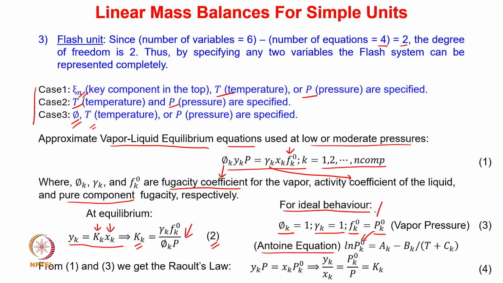Now we can use these ideal relationships in equation number 1. So with that, this phi k becomes 1, this gamma k becomes 1, and this Fk naught becomes Pk naught. So with that, the simplified equation obtained is this. Now this simplified equation we can rearrange. So Yk by Xk can be obtained as Pk naught divided by P. So this is nothing but vapor pressure of kth component divided by the total pressure, that gives us the Kk. So this equilibrium constant Kk can be obtained as Pk naught by P.